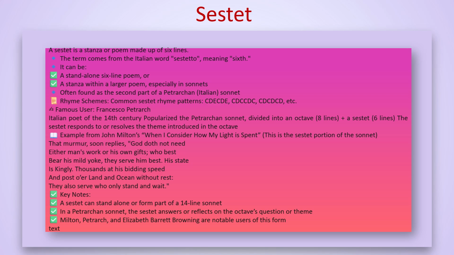Now let us look at the famous example of John Milton's When I Consider How My Light Is Spent. Here 6 lines are taken from his poem, the sestet portion only, and therefore the rhyming scheme will start from C. The earlier lines have their own rhyming scheme, that is basically ABBA, ABBA, which is the octave, and this is the second half, that is the sestet. Therefore we can see that in this stanza the last word of the first line, need, rhymes with speed. Likewise, best rhymes with rest and state with wait. So the rhyming scheme of this sestet is CDE, CDE.